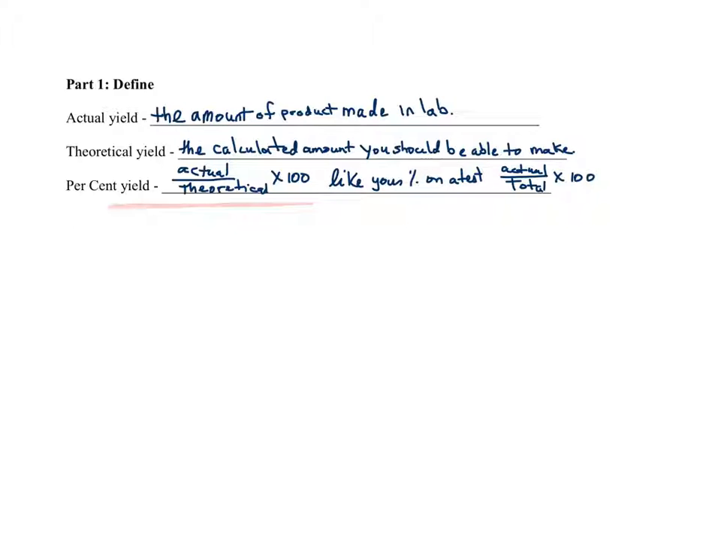So it's like a test. If you were supposed to get an 80, but you actually got a 60, 60 is your actual. You were supposed to get 80. So your percent yield is 75%. 60 divided by 80 times 100.